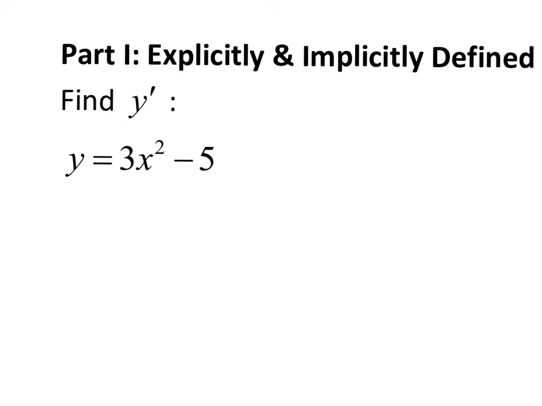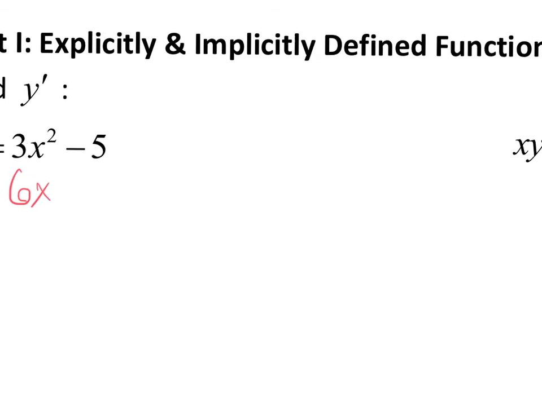Today we're going to take a look at implicit differentiation. So let's take a look at part 1 on our worksheet. We're talking about explicitly and implicitly defined functions. Now this one, for the directions, we need to find y prime. So we would just use the power rule, and the derivative is 6x.